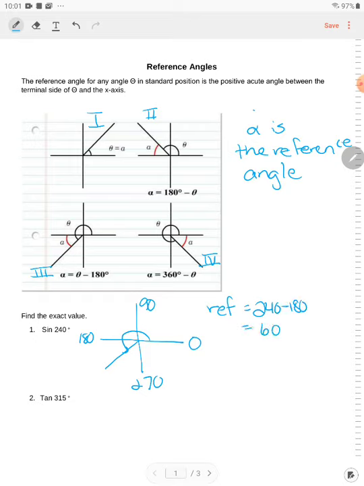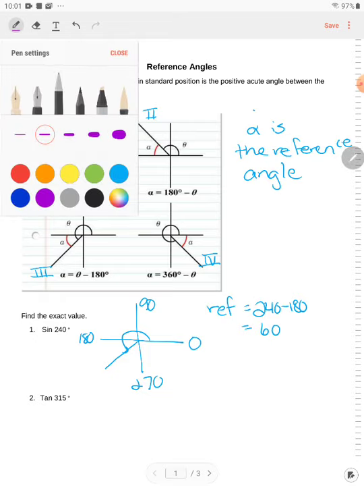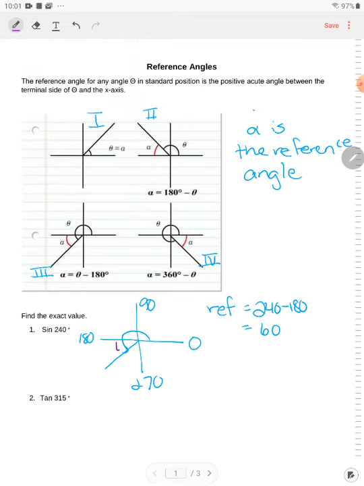Notice in all of these examples, we do not use the vertical axis. Okay, it's always with the horizontal axis x. So that's 60 degrees. So I know that my reference angle here is 60. So knowing that, I can draw a picture. Across from 60 is root 3, 2, across from 30 is 1. So the sine of 240.